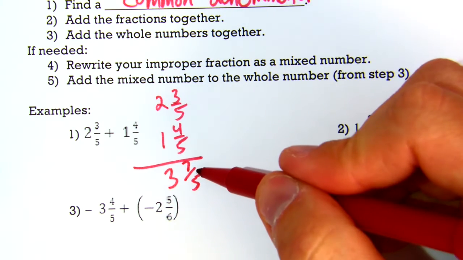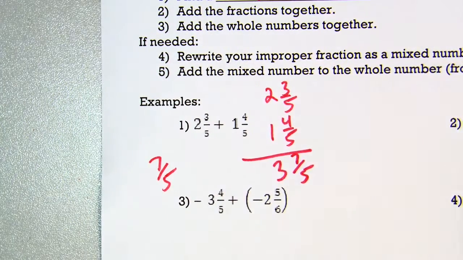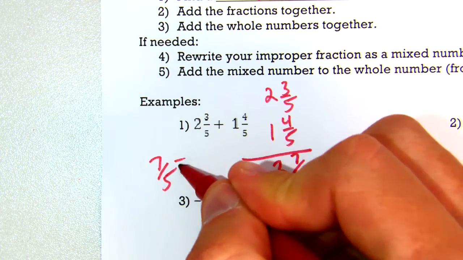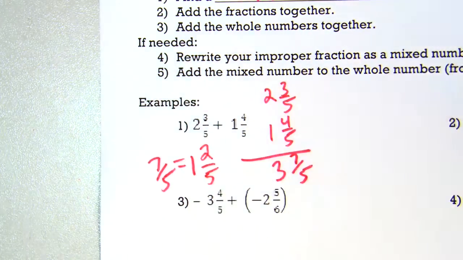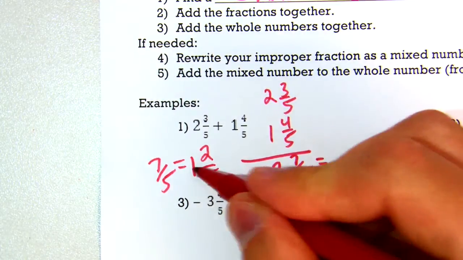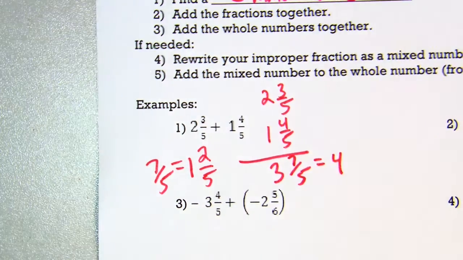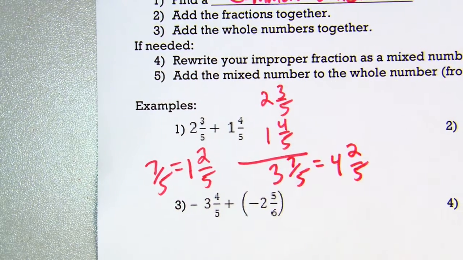Now I have an improper fraction right there, so I need to turn that improper fraction into a mixed number. By that I'm going to do 5 into 7 goes in 1 time. There's 2 left over, so that's on top. So I get 1 2/5. So now that 1 gets added to my 3, which is equal to 4. And I have 2/5 remaining. So my answer is 4 2/5.